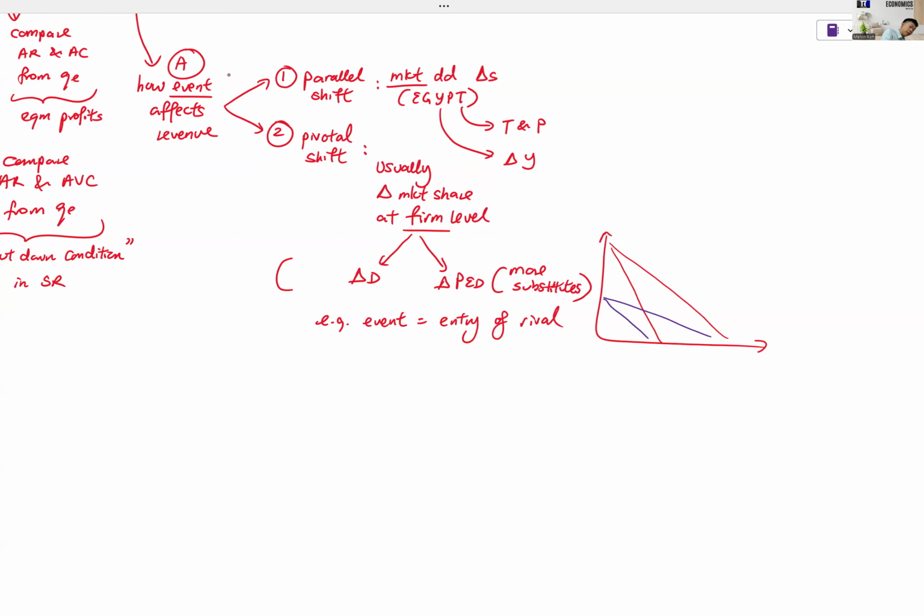Why does it change in demand? Because you have a new rival, your market share falls. When you say market share, definitely it means at firm level, not market level, yeah? Just make sure the two MR curves as well as the two AR curves cannot intersect, okay? They cannot intersect.